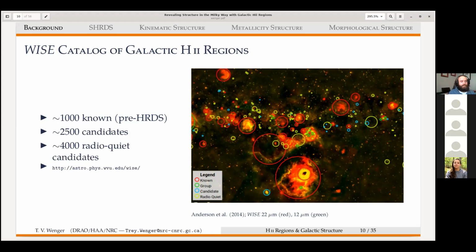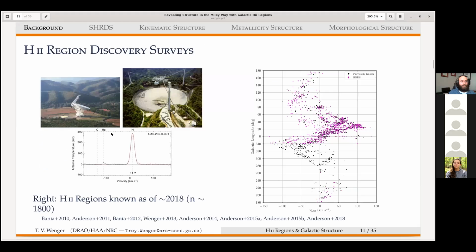So we had a big list of candidates. We proposed for a whole bunch of telescope time on both the Green Bank Telescope and the Arecibo telescope to carry out what we called the HII Region Discovery Surveys. These were surveys at about 10 gigahertz, X band, where we observed usually about 8 radio recombination lines that we could then stack together to improve our sensitivity. We observed about 1,000 HII region candidates from the WISE catalog, and we more than doubled the number of known HII regions in the northern sky over about 8 or 10 years or so.